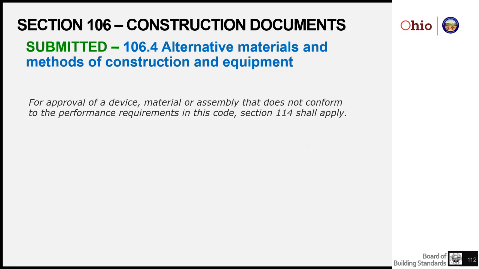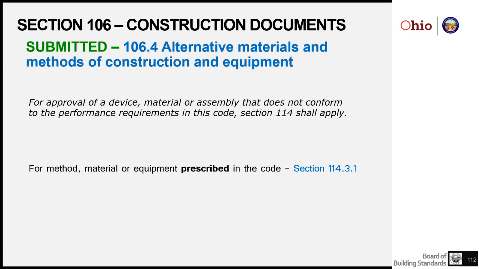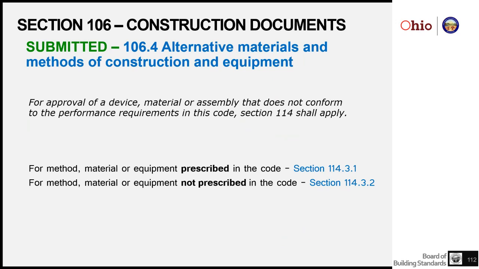Alternative materials and methods. So if there are some prescriptive things in the sections of the Ohio Building Code, and you are going outside of the prescriptive side of things, section 114 is going to be important. Rob's going to talk much more about that later. So if it's prescribed in the code, 114.3.1; if it is not prescribed, section 114.3.2 talks about what kind of documentation, what kind of information needs to be present for plan approval of those materials and methods of construction.